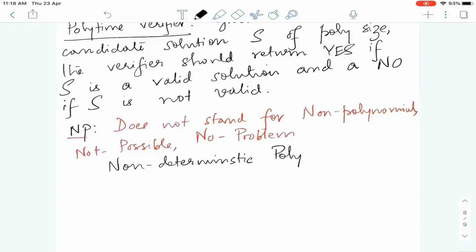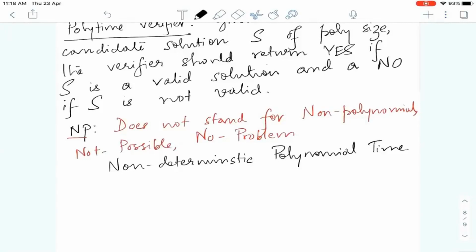Okay. So if this verifier exists, then this problem belongs to the class of non-deterministic polynomial time solvable problems. Now this is a completely impractical notion, let me tell you straight away, because non-deterministic algorithms cannot be simulated using a real computer. But this is a very important idea for the theoretical study of computation.